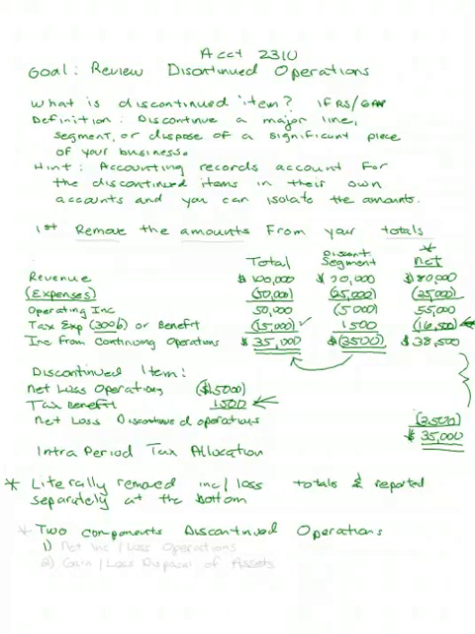The first one is from operations, which is exactly what I just showed you in the above example. I did not include the second one. The second one is the gain or loss on the disposal of the assets of the discontinued operations segment. My next pincast will work in both of these items, so please stay tuned and we'll watch it.